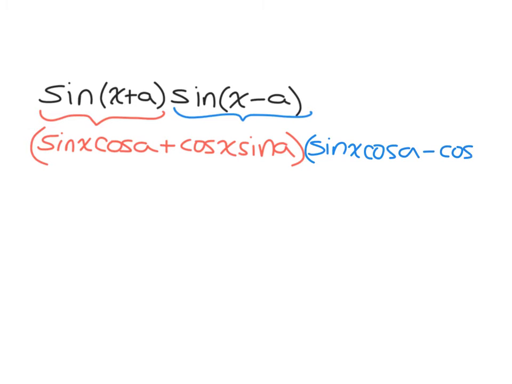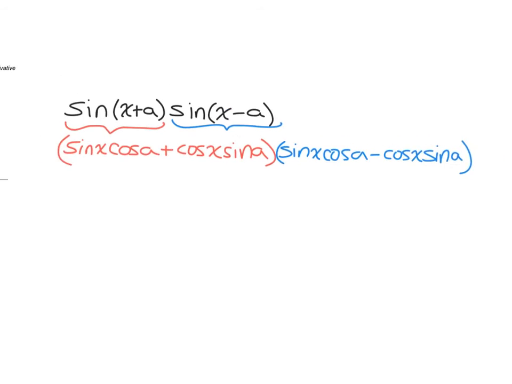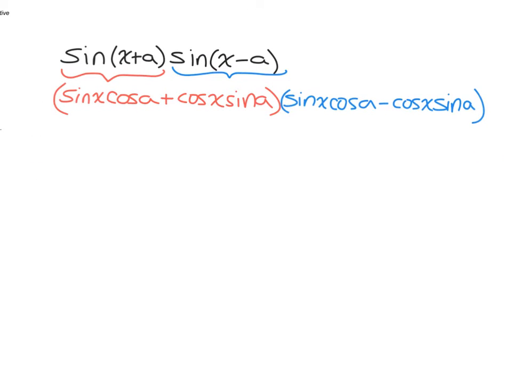Minus cosine x sine a. All right, the other variation, we have the sum identity for sines, but we also have a difference identity. Sine of a minus b, sine a cosine b, minus cosine a sine b. Also with the a value being x and the b value being lowercase a.